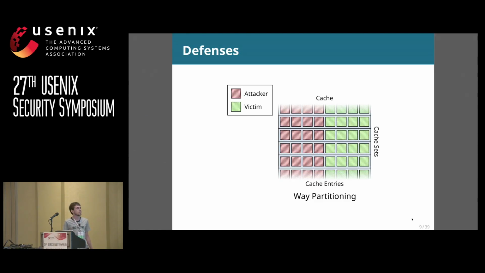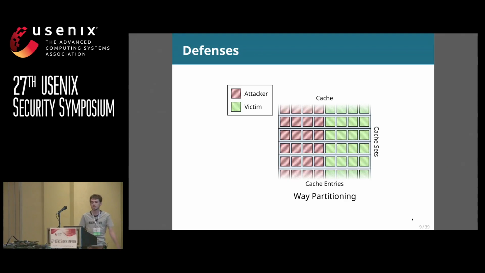This is called way partitioning because this cache has 8 entries. It's an 8-way set associative cache. And in this case, the cache is divided into an attacker that can use 4 of the entries and the victim that can use the other 4 of the entries in each cache set.